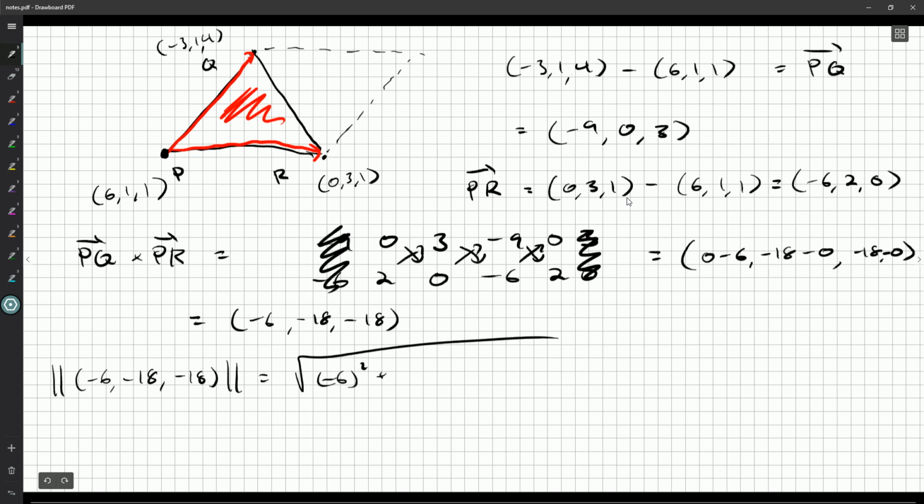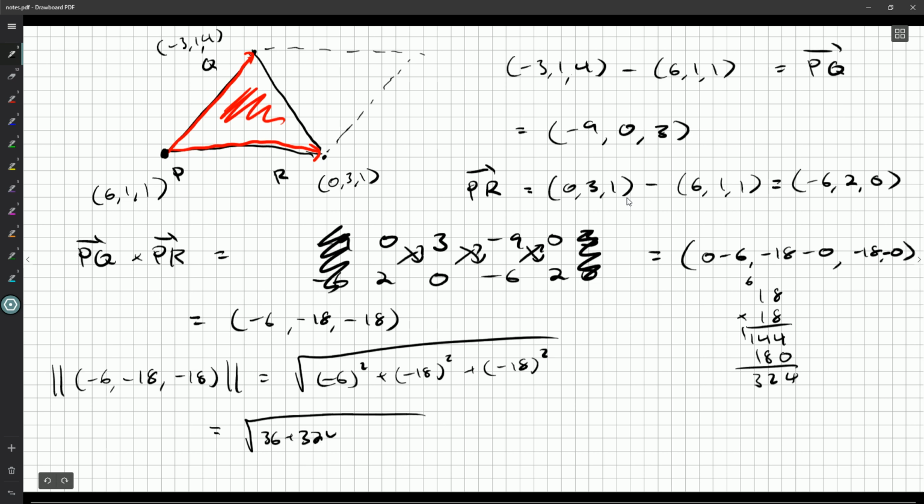So -6 squared will be 36. -18 squared, now we might know that 18 squared is 324, but of course, we can also just work it out on the side by hand. So we get the square root of 36 plus 324. Together that'll make 360, plus another 324. Adding on the 3 will make 660 and 680, so 684. So that would be the area of the parallelogram.